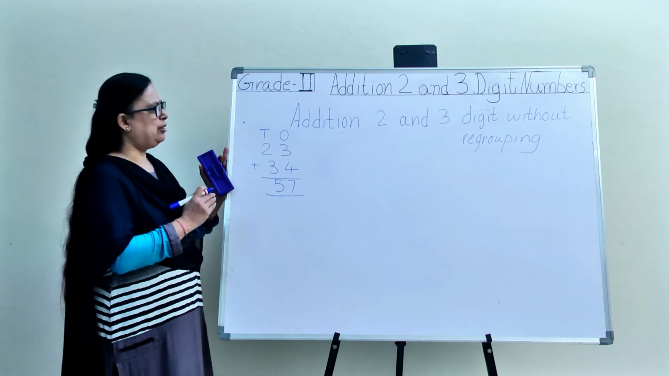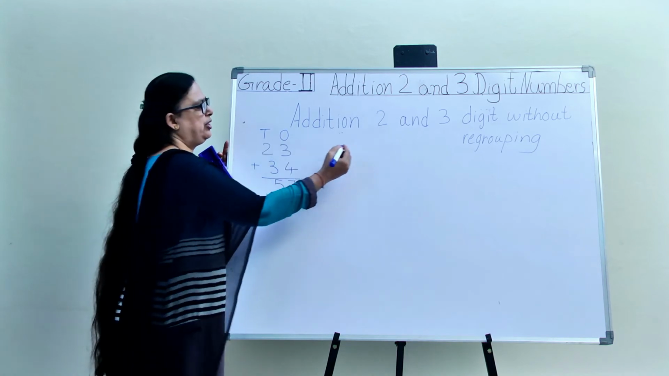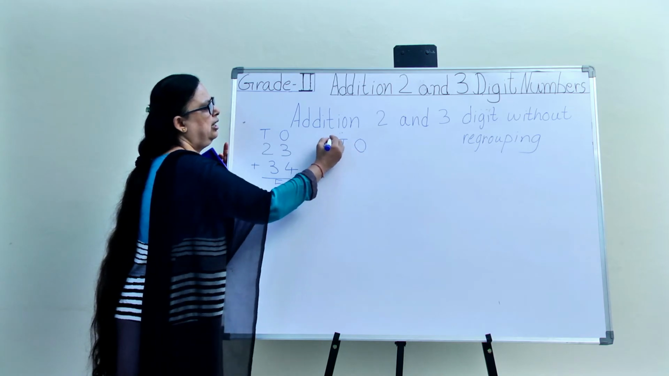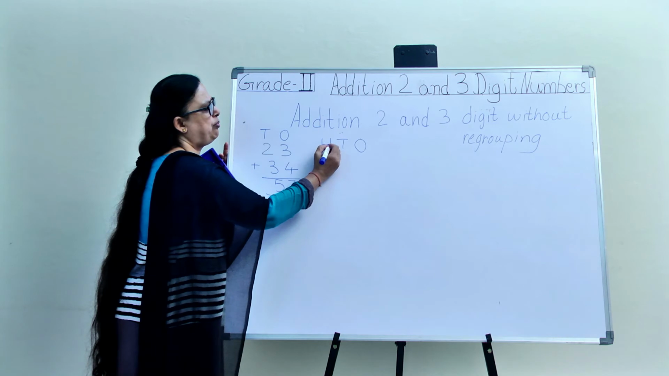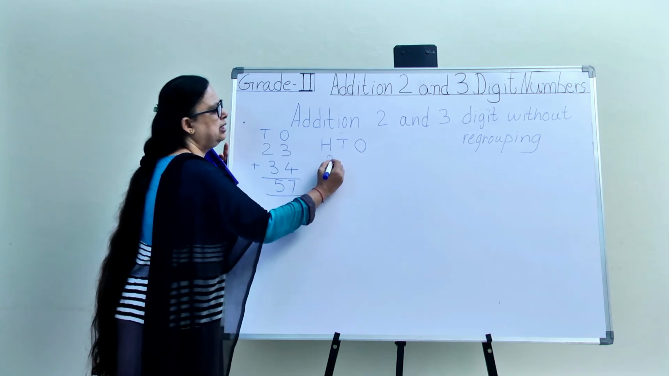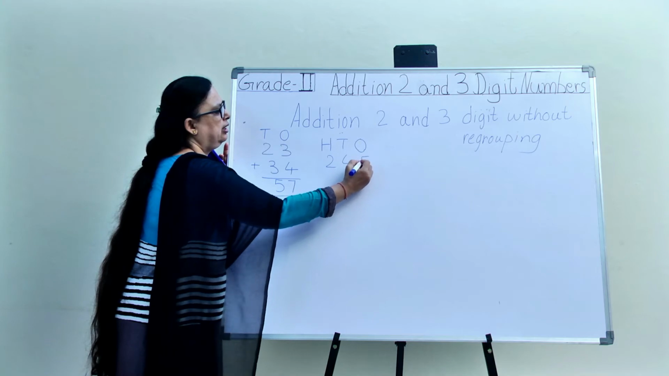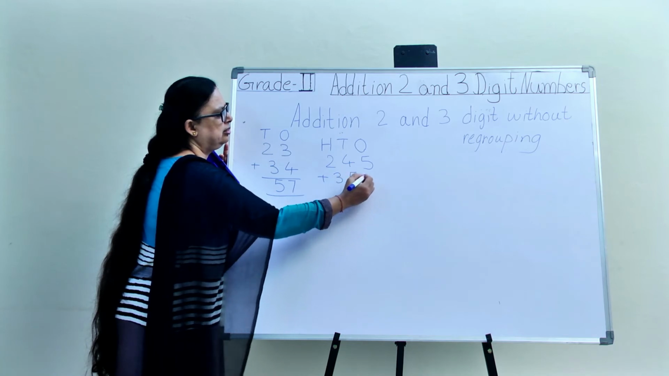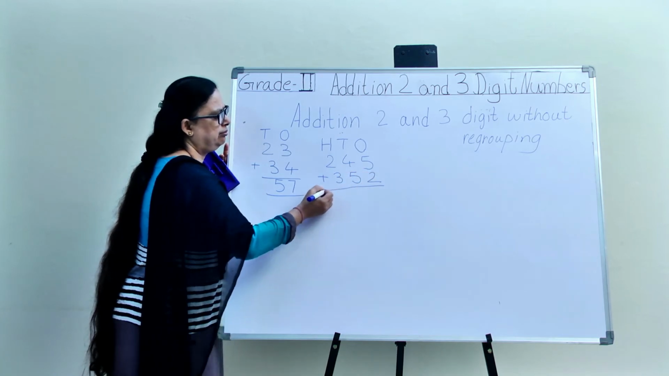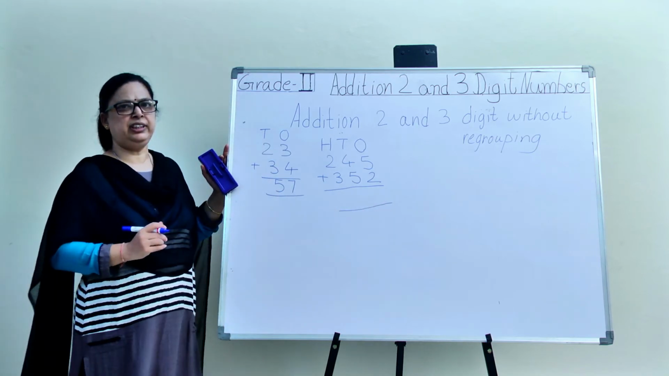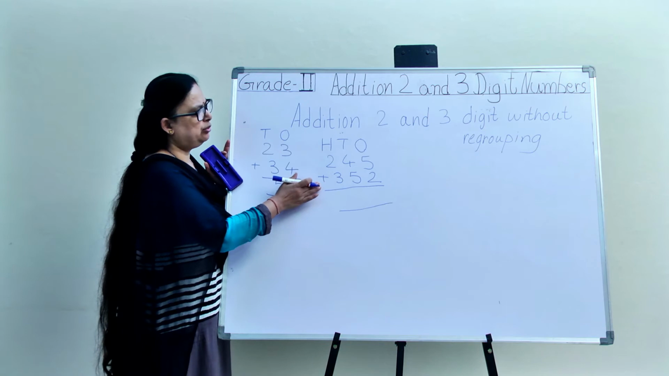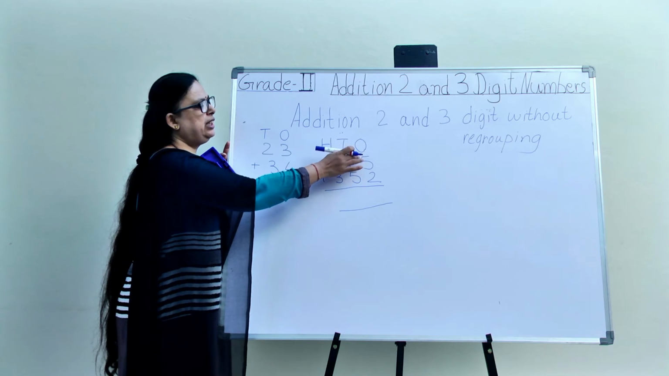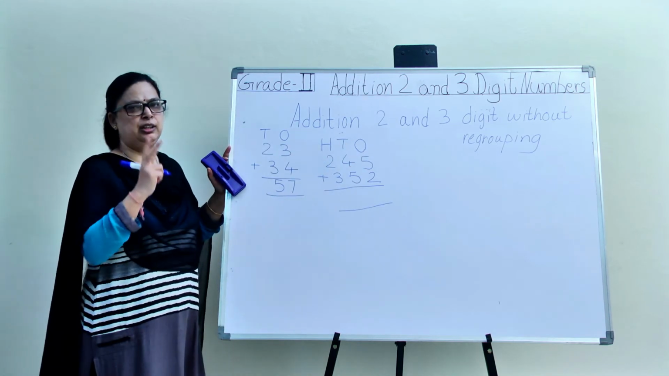Now let us take one more example, a 3-digit number. The columns here would be ones, tens and hundreds. So let us take a number like this, 245 plus 352. So the moment you look at these numbers, what are you supposed to do? See the digits in the ones place. What are the digits over here? 5 and 2. 5 in your mind, 2 on your fingers.